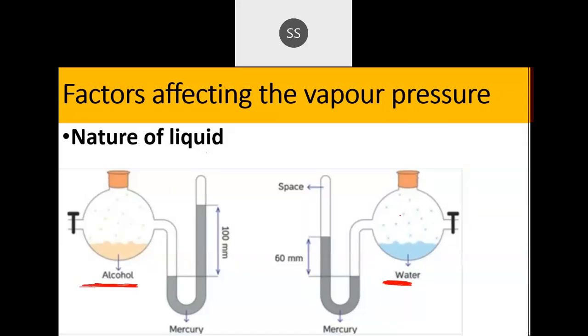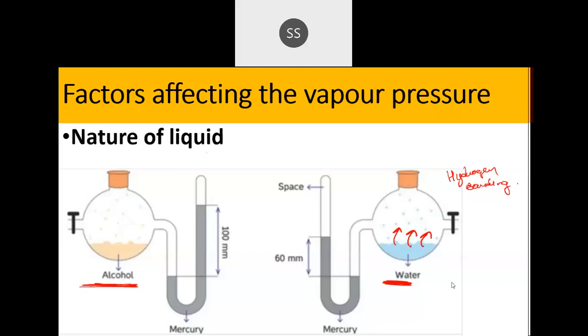In the case of water, the force of attraction is quite strong because of hydrogen bonding. Because of hydrogen bonding, the force of attraction between them is very strong. So due to that strong force of attraction, the amount of vapors produced over here will be less. So vapor pressure automatically will be a little less because of the strong intermolecular force of attraction between the solvent molecules here.